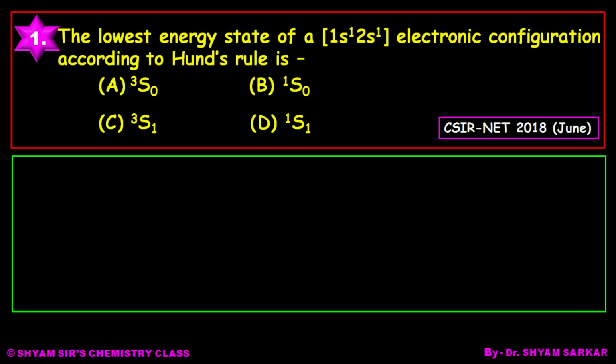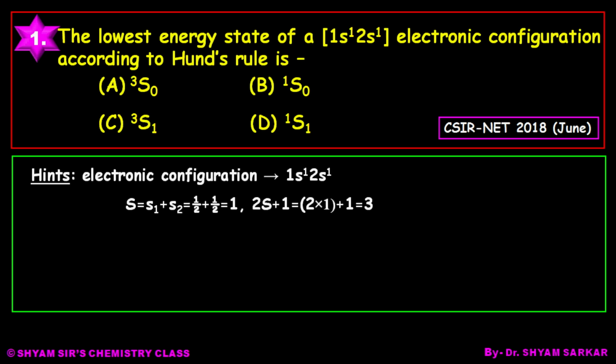See, the electronic configuration is 1s1 2s1. So total S, that is the total spin quantum number, will be s1 plus s2, that is half plus half, equal to 1, and total spin multiplicity, that is 2S plus 1. If you put the value of S as 1 here, you will get 2S plus 1 equal to 3. So spin multiplicity is 3. Then you can easily cross out option B and option D, because in both of them spin multiplicity is 1. So the answer will be between A and C.